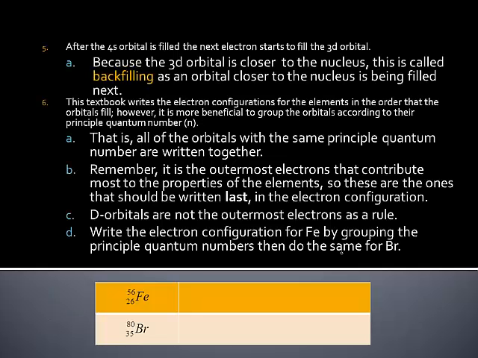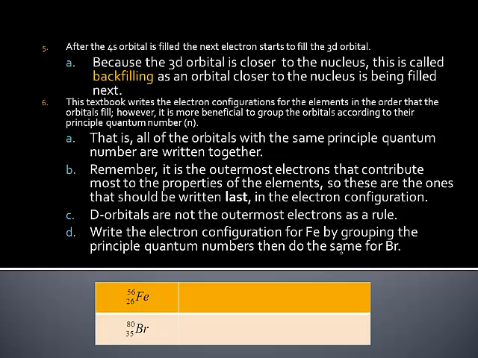So after the 4s orbital is filled, the next electron goes into the 3d. Because the 3d is closer to the nucleus, we call this backfilling, as an orbital closer to the nucleus is filled after one further away. When we look at our textbook, as I've said to you a couple of times, we will see the textbook write electron configurations in the order that the orbital is filled. However, I want you to write them based on the principal quantum number, the 1, the 2, the 3. That is, all the orbitals with the same principal quantum number are written together.